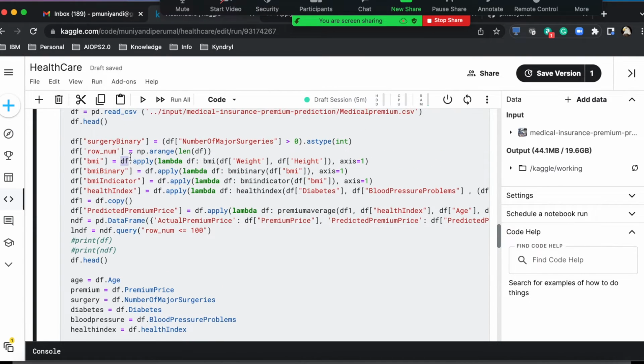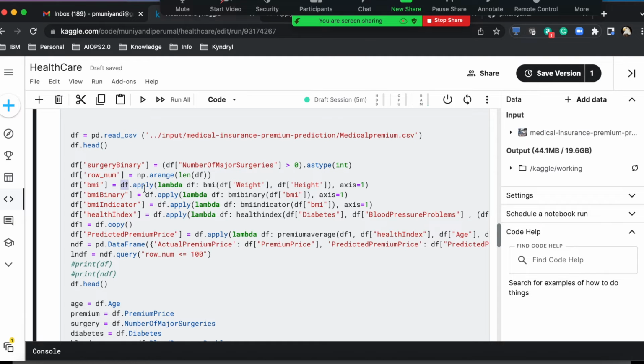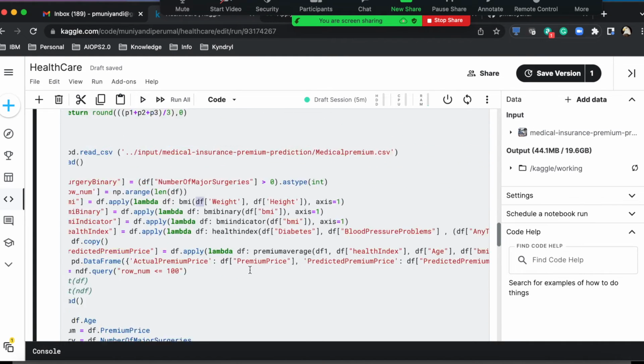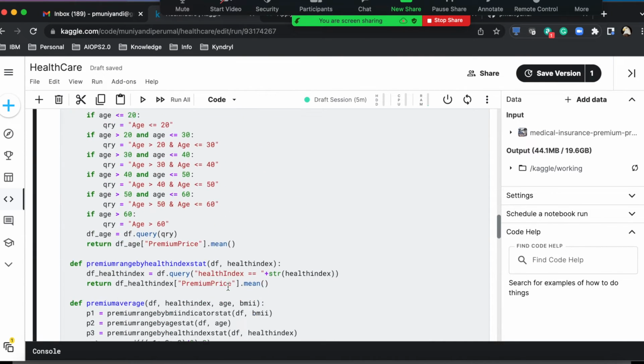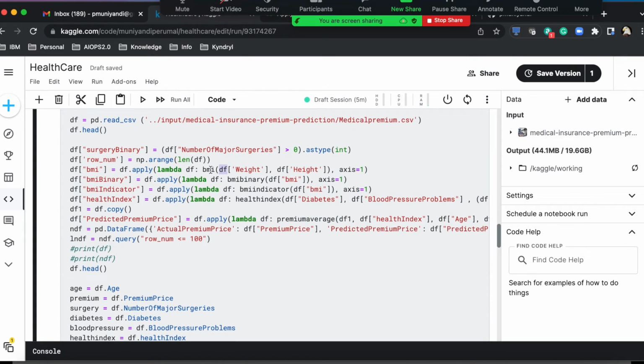This is a data frame. All my data is in the data frame. DataFrame dot apply, then lambda is another routine to call a function. I'm calling my BMI function with my data frame. In the data frame, height is one of the columns, weight is one of the columns. The column data I'm passing as argument. After passing as argument, I'm asking to apply it to all the records, for the same columns. That's what axis equals 1 is.